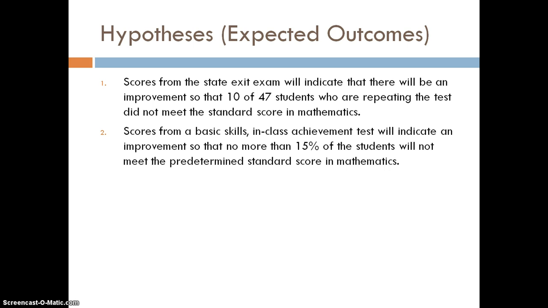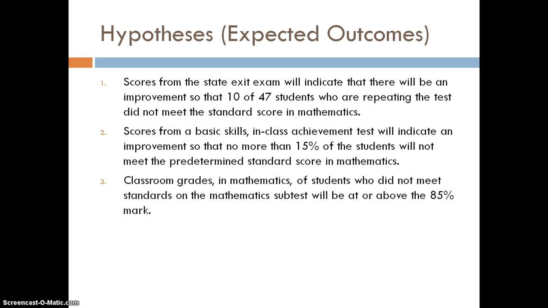Secondly, scores from a basic skills in-class achievement test will indicate an improvement so that no more than 15% of the students will not meet the predetermined standard score in mathematics. This was what she used for her pre-test and post-test, not the exact same test, but similar tests. And one of her goals was that no more than 15% of the students wouldn't reach the required level of proficiency.